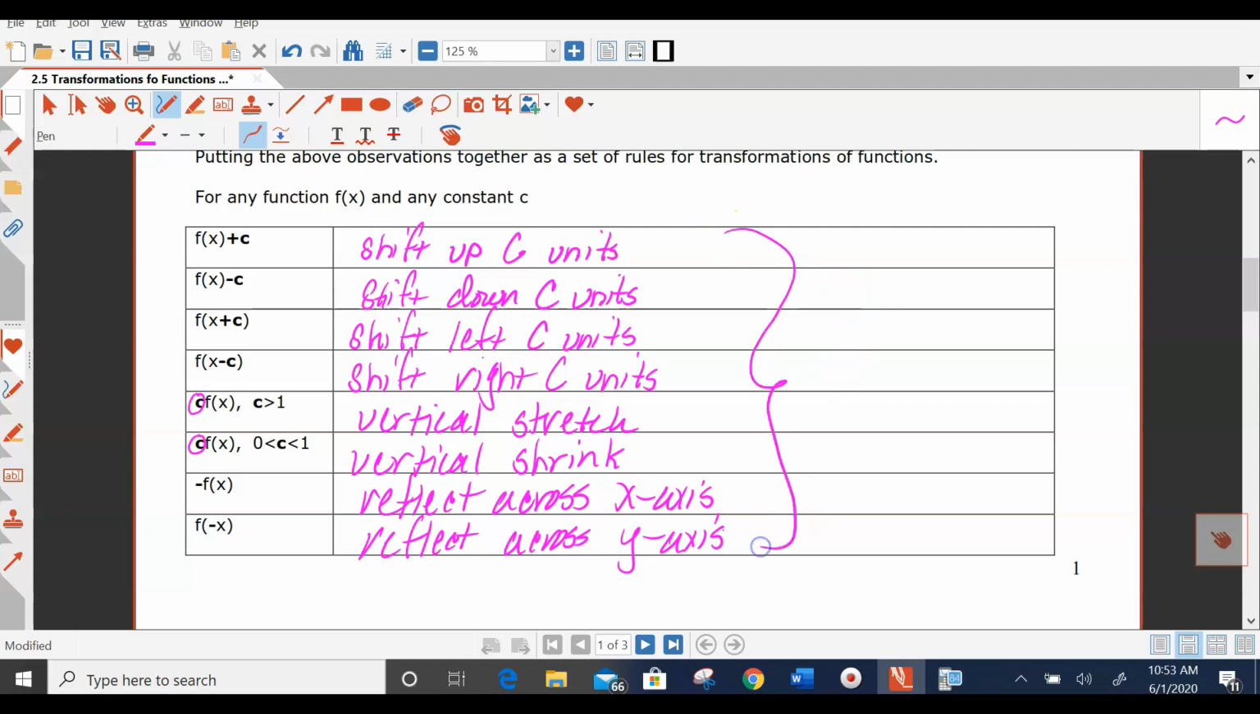So we need to know these properties. So when I see a function and I see a number inside or outside, added or subtracted or multiplied or a negative, I know exactly what's going to happen to that graph. So yeah, I want to know this information.